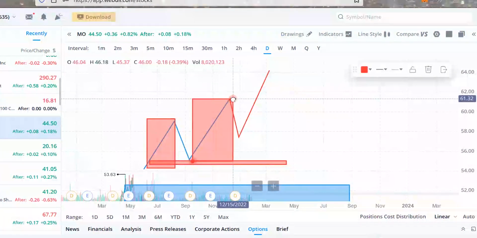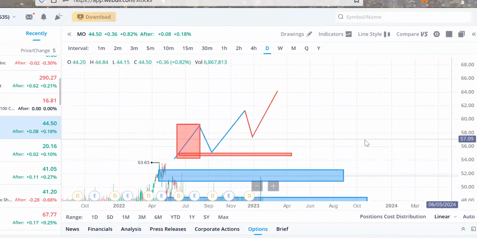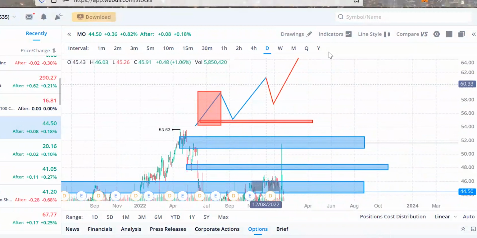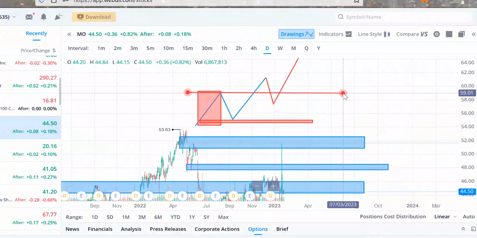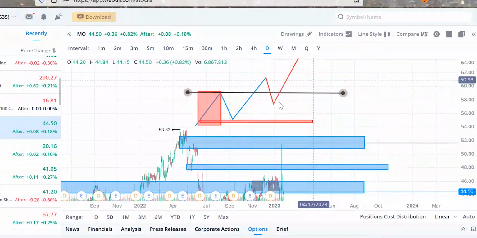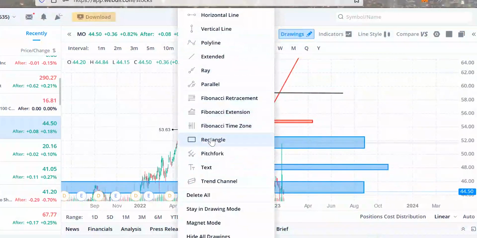is now invalid, right? Excuse me. This SND zone right here is now invalid because we created a new displacement to the top side, the moment this high was taken out by this new structure. So you guys have to understand that.